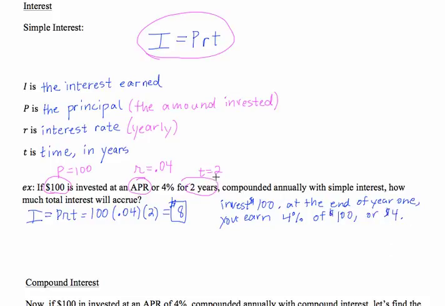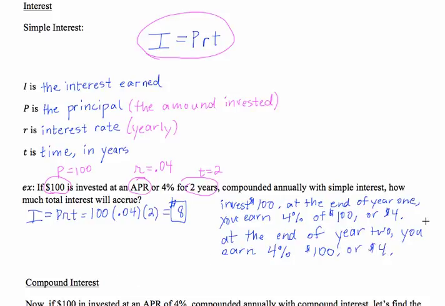But we do this for 2 years, so then we do it again. Basically, that money sits there, and then at the end of year 2, you earn another 4% of your $100. So you're only earning interest off the original amount invested this second year. You don't earn interest off the sum of the investment and the previous interest. That's simple interest. Okay, so then the total interest earned is the sum of that interest and that interest, which is $8.